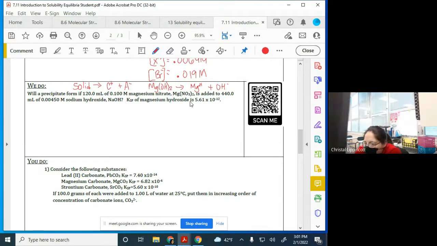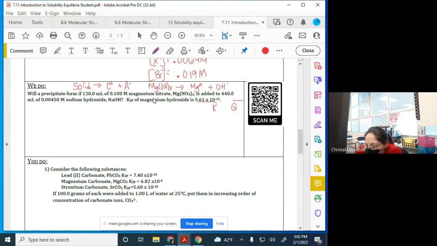So we've got to figure out our Q value for this. And remember, K versus Q. If K is less than Q, then we will form a precipitate. So they're asking if a precipitate will form. We've got to figure out what our Q value is, and if the Q value is greater than K, then we will form a precipitate. Because they gave us K, we know what that is. We've got to figure out Q and see where that's going to fall on this line. So let's go and do that real quick.